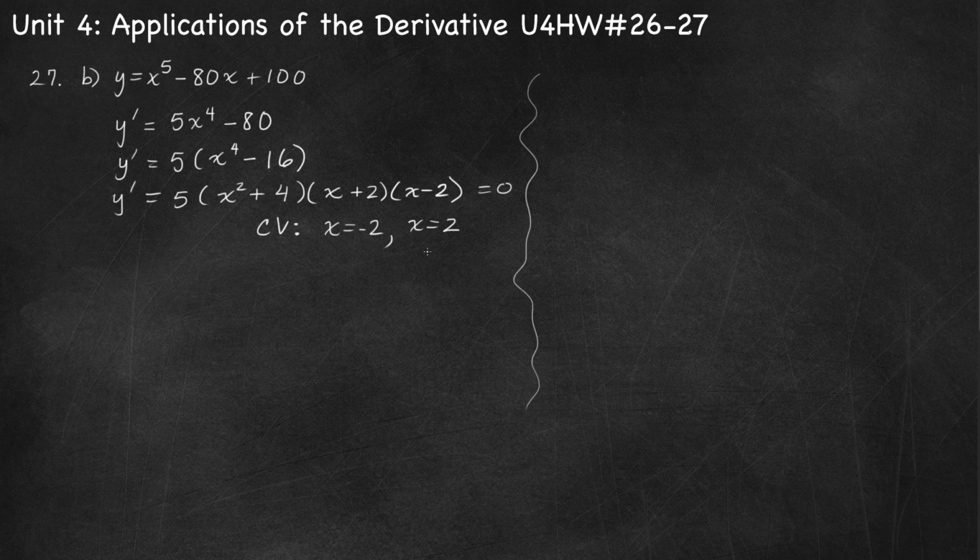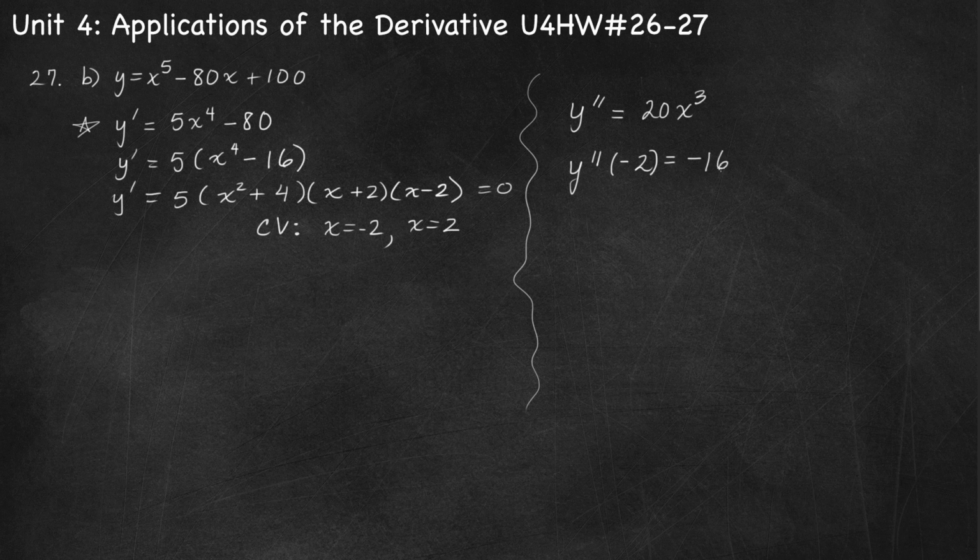Now I want to substitute those critical values into my second derivative. So for my second derivative, I need to take the derivative of my first derivative. Rather than looking at factored form where we'd have to do a massive product rule problem, I'm going to go back to the original form, 5x to the fourth minus 80, and take the derivative from there. The derivative of 5x to the fourth is 20x cubed. And then the derivative of minus 80 is just 0. So I'm going to find the second derivative at each of my critical values. Y double prime of negative 2 would be 20 times negative 8.